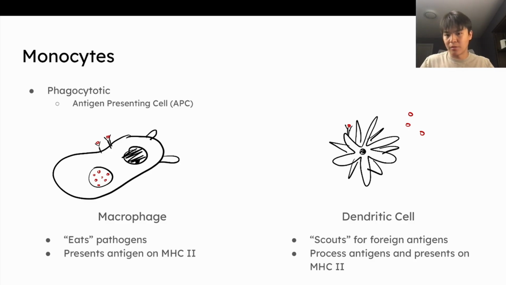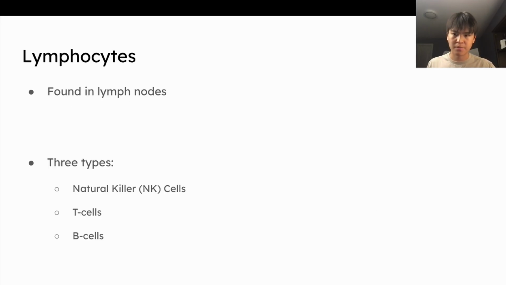Now, why is this important? Well, they're going to make their way into something called the lymph node, and they'll interact with lymphocytes. So, what exactly is that? Well, let me introduce them to you. Lymphocytes are found in the lymph nodes. So, what are lymph nodes? You can almost think of them as like military bases or garrisons of the immune system, right? And lymphocytes are just the cells that reside in there.